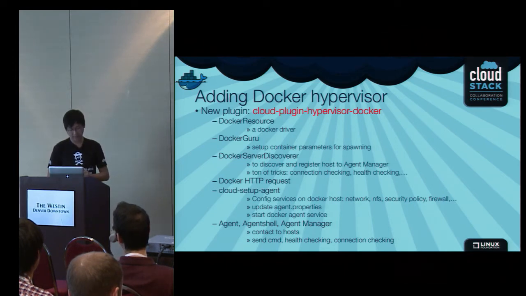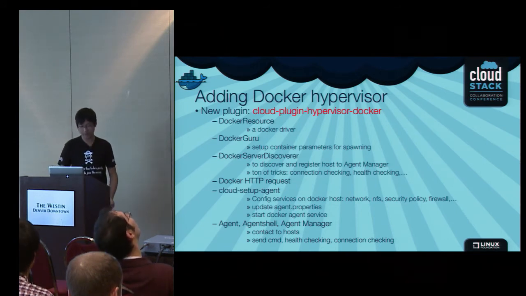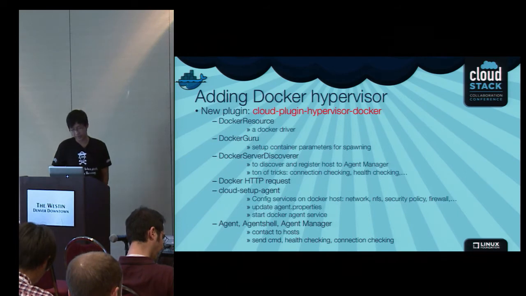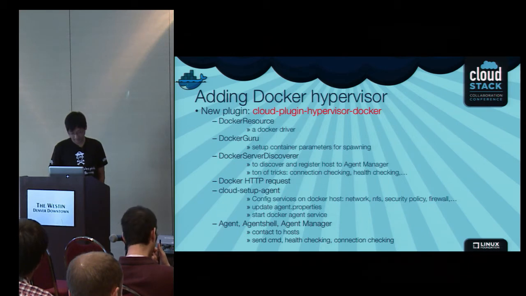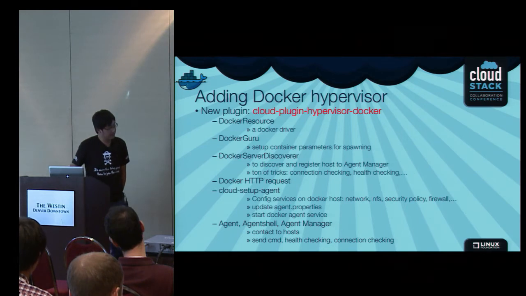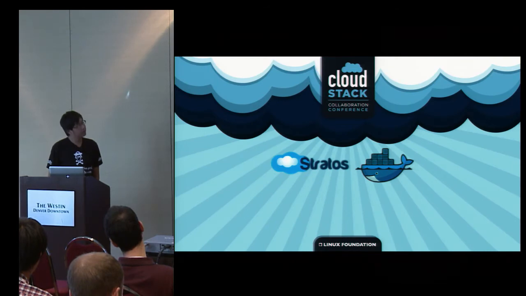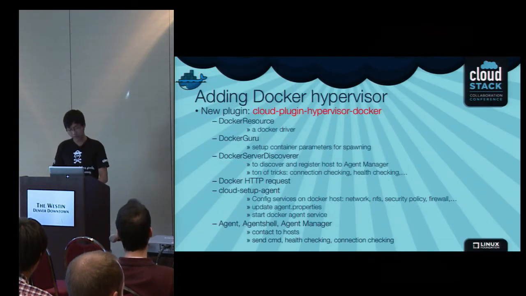This script named Cloud Setup Agent is for configuring services on the Docker host. For example, configuring the network, security policy, or firewall, and starting the Docker agent service. The agent manager, agent cell, and agent contact the host, and take responsibility for sending commands, health checking, and connection checking. Before talking about the example from Stratos with Docker, I will show you a short demonstration.